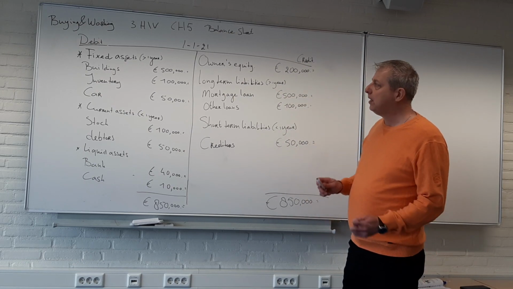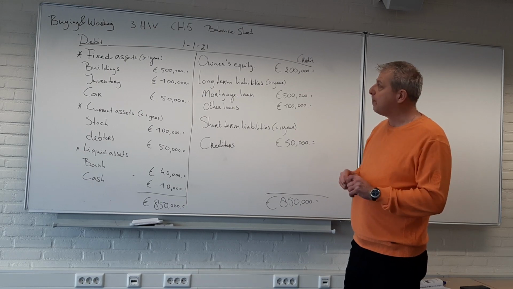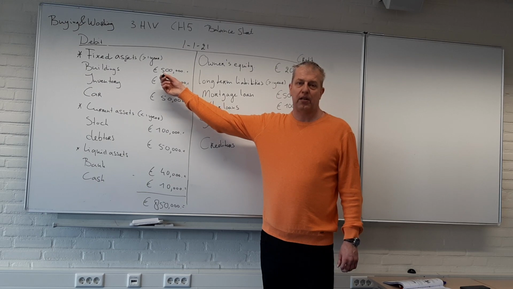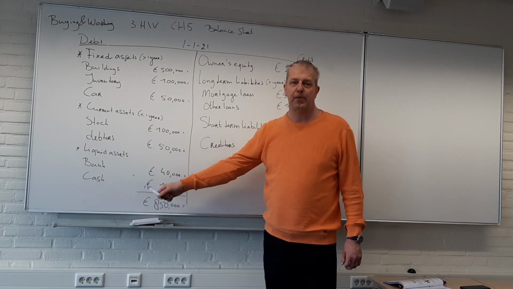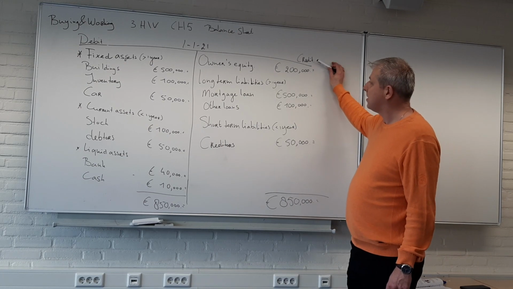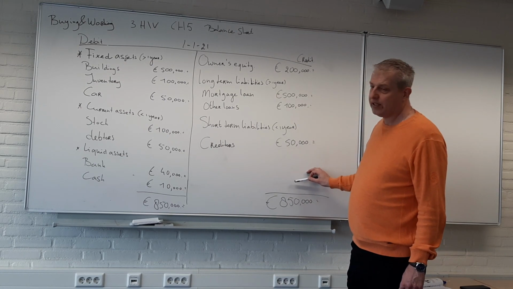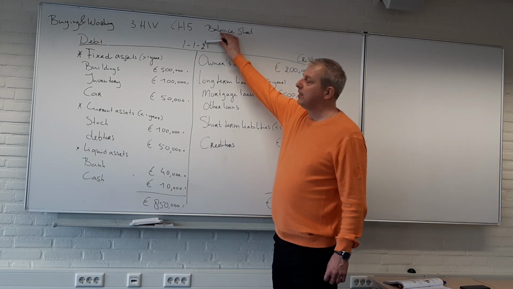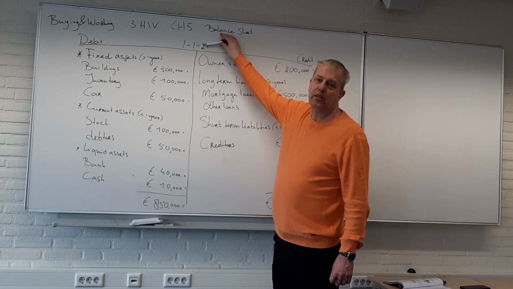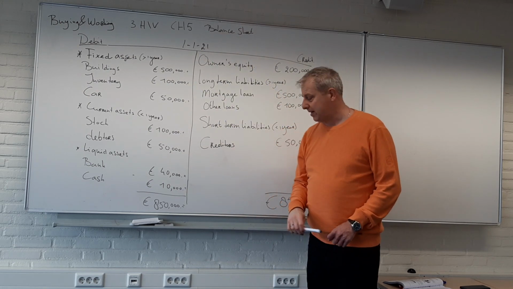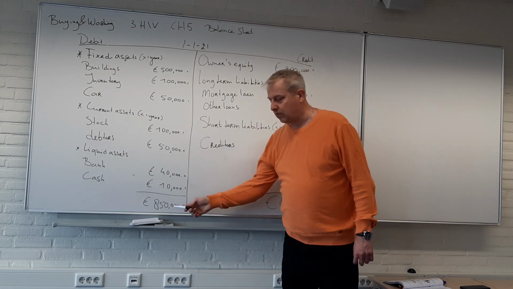So, in short, we have a balance sheet, an overview of all the assets, the belongings of a company, on the left-hand side, the debit side. On the right-hand side, the credit side, it is mentioned how these were financed. And it's always at a certain moment in time. And these are always equal.